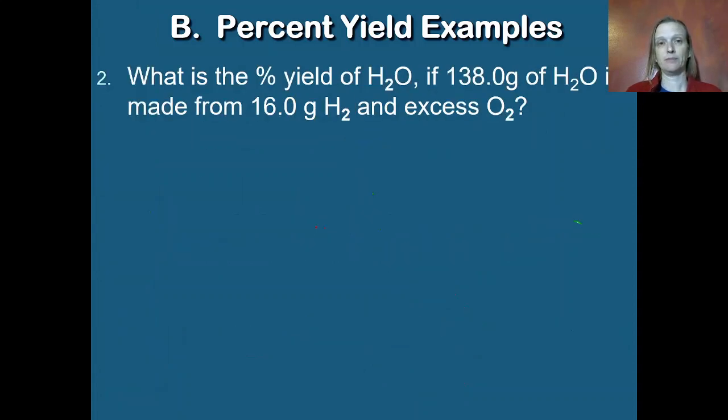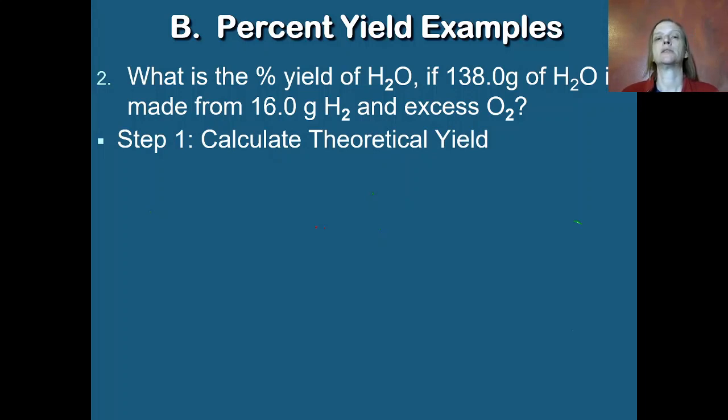Let's do another example. What is the percent yield of water if 138.0 grams of water is made from 16 grams of hydrogen and excess oxygen gas? Step 1 is to calculate the theoretical yield. To do that, I need a balanced chemical equation. Here's my balanced chemical equation for reacting hydrogen and oxygen to create water.